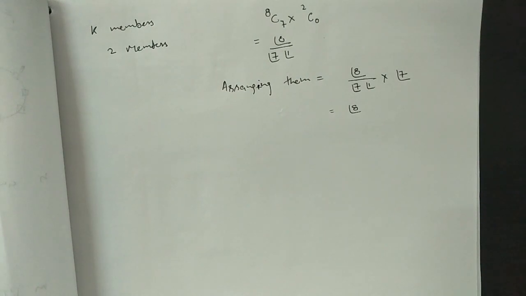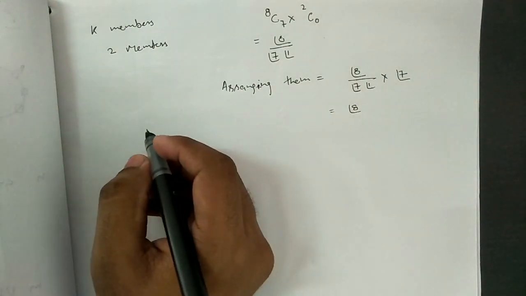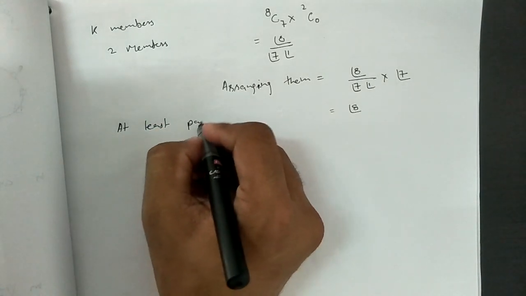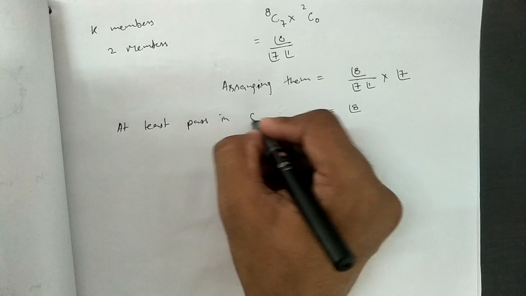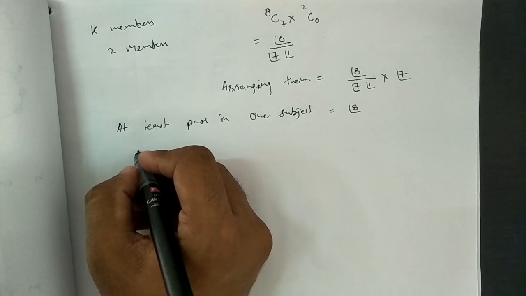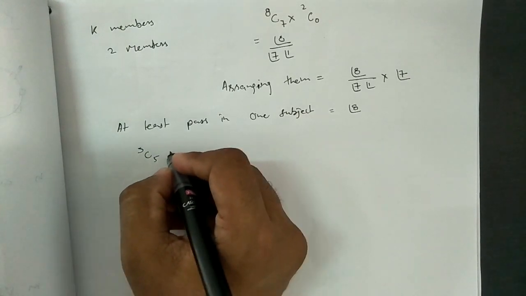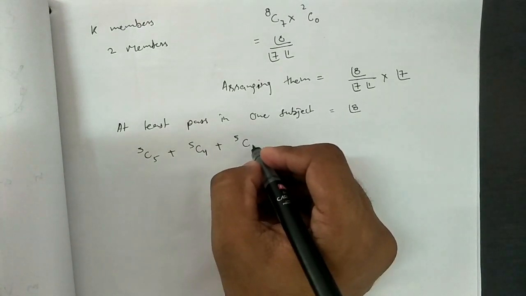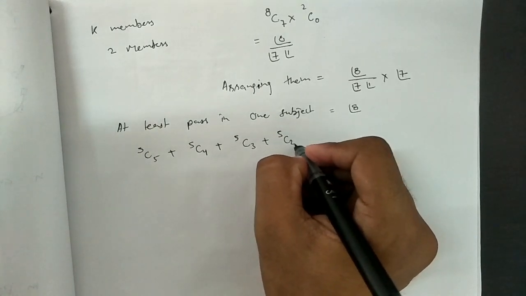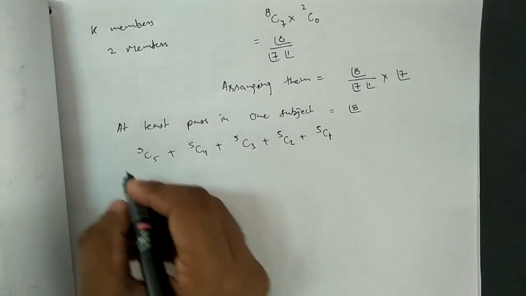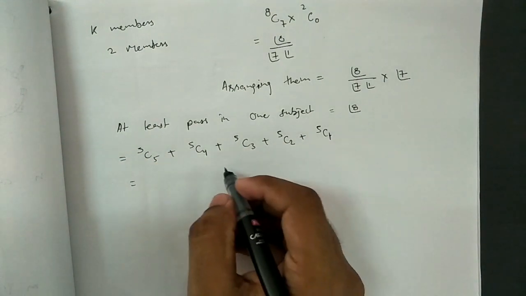Now going to the next question. You are taking an exam, and in that exam you have to at least pass in one subject. So you can pass all 5 subjects, or you can pass 4 subjects out of them, or 3 out of them, 2 out of them, and at least 1 out of them. These are the possible choices you have.